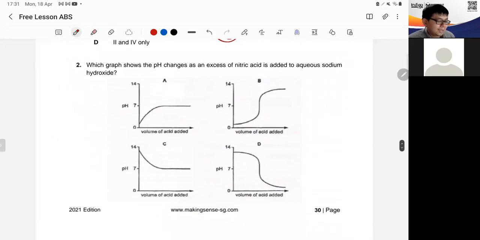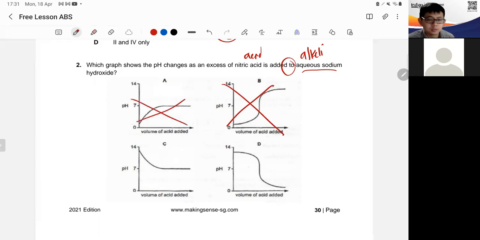Question 2. Excess nitric acid added to sodium hydroxide. Acid-alkali reaction. It means I started with NaOH. Just add 2. If I started with NaOH, this option is gone already, because it means the starting pH must be high, 14 maybe, because NaOH is a strong base, a strong alkali.